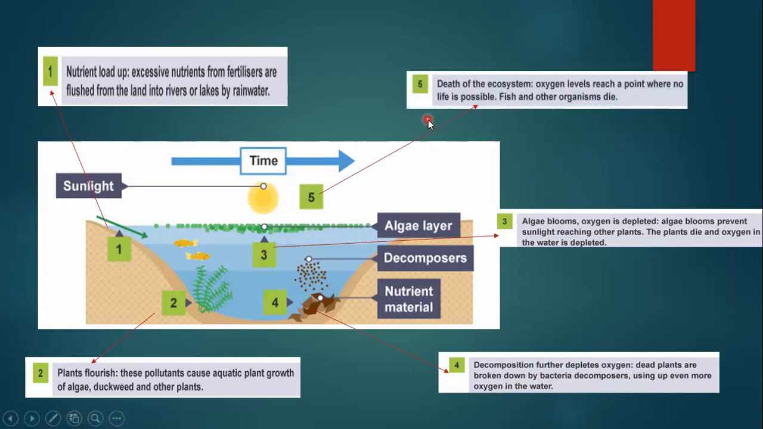And what is the effect on the ecosystem? The death of the ecosystem occurs. Oxygen level reaches a point where no life is possible. Fish and other organisms die. So that is a very important disadvantage caused by the excessive use of fertilizers.